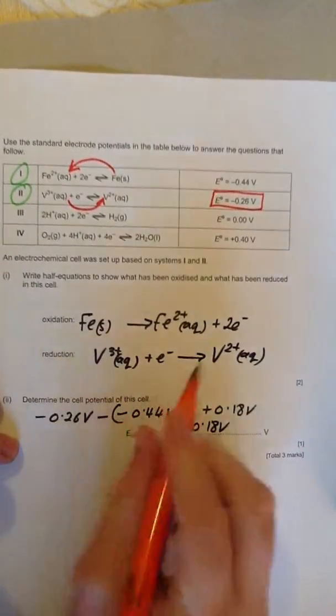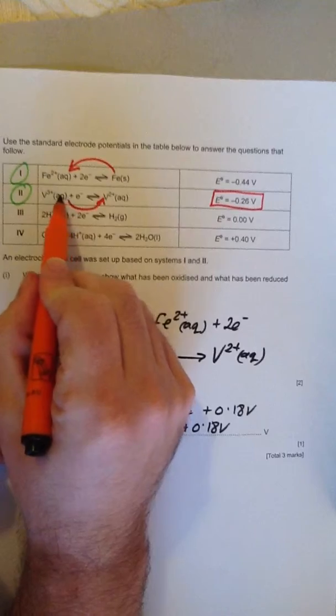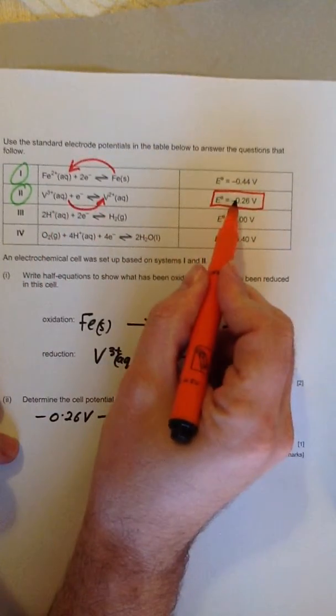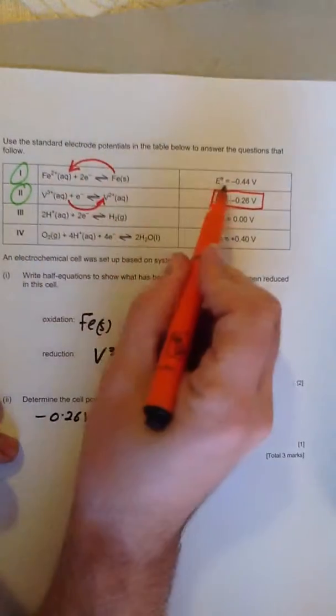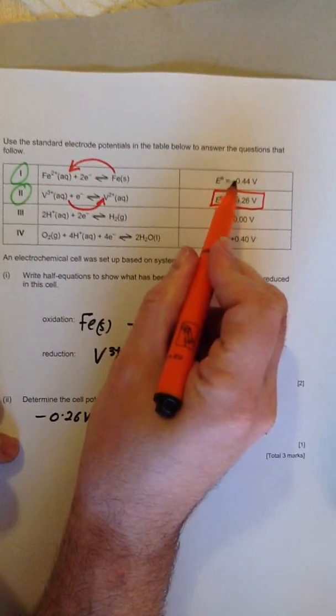Why do I make that negative? Because that reaction, the vanadium reaction, goes forwards, so we leave that value as it is. But the iron reaction goes backwards, so we need to take the negative value of that E0.